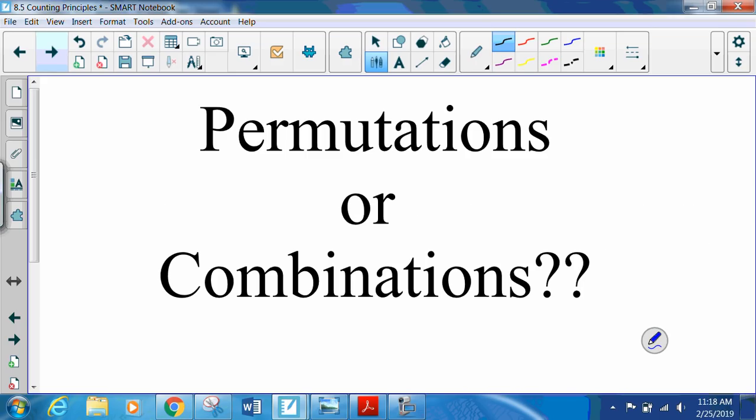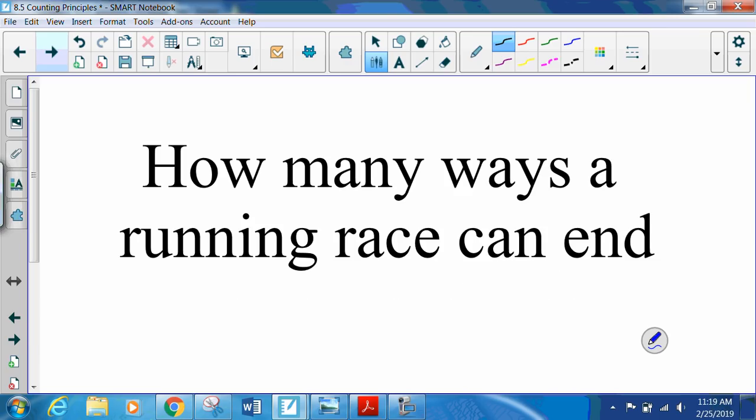All right, we're going to play the game permutations or combinations. So here we go. What if you had a problem where you had to figure out how many ways a running race could end? Think about it. Commit to an answer. And what do you think? That's right, it's permutations.